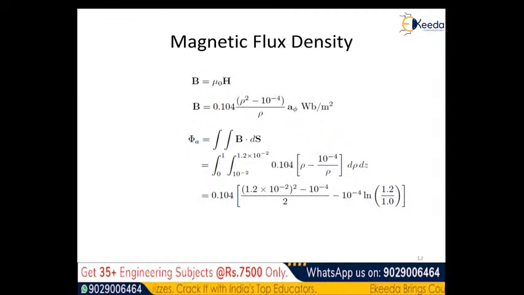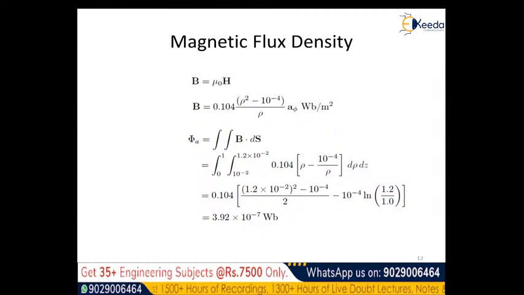We have 0.104 multiplied by the square bracket that has 1.2 times 10 to the power minus 2, squared, minus 10 to the power minus 4, divided by 2, minus the second term, 10 to the power minus 4 ln of 1.2 divided by 1.0. Now this computation gives us the value 3.92 times 10 to the power minus 7.